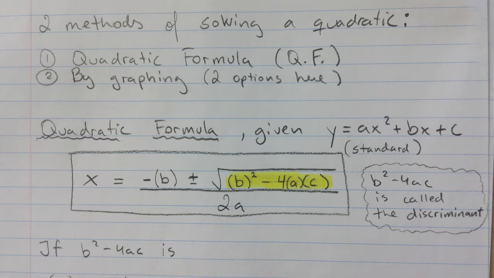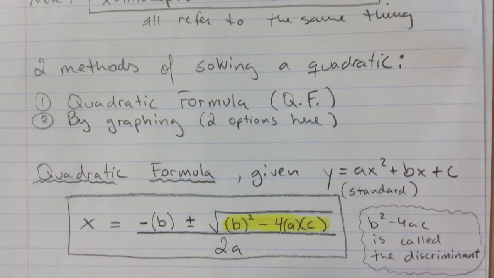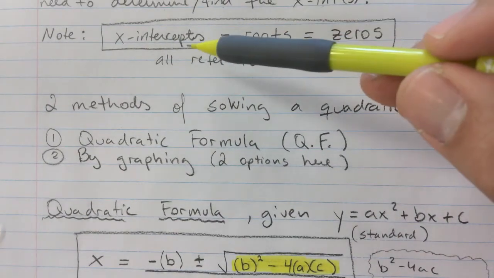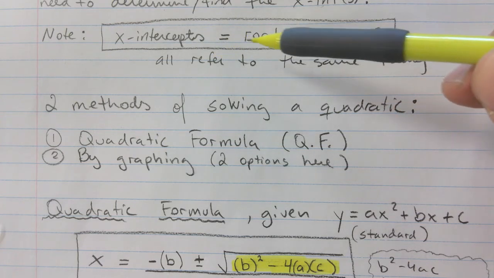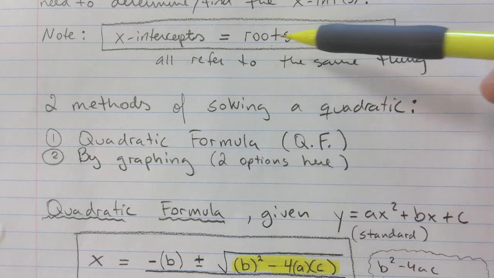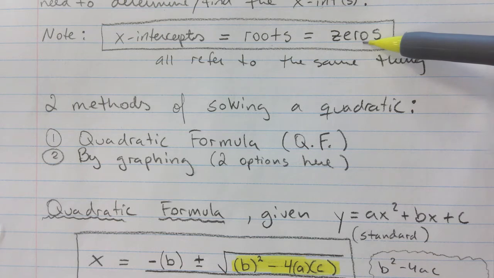So here we go. We're coming back to solving quadratic functions. And what does solving mean? Right? Then we have to backtrack a little bit more even. Solving means finding the x-intercepts, which also refers to the roots, which is the same thing as the zeros.